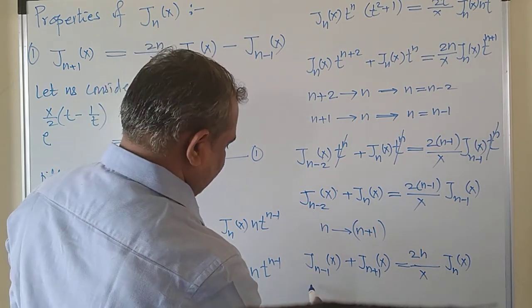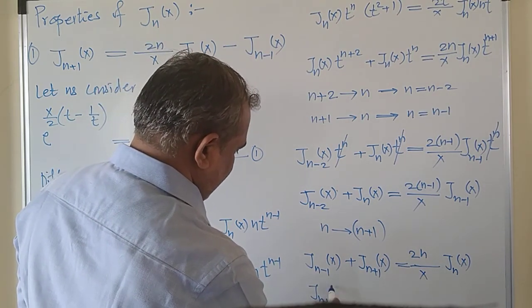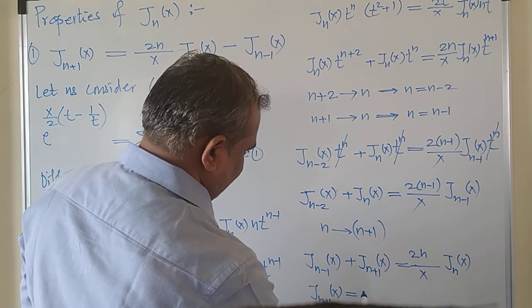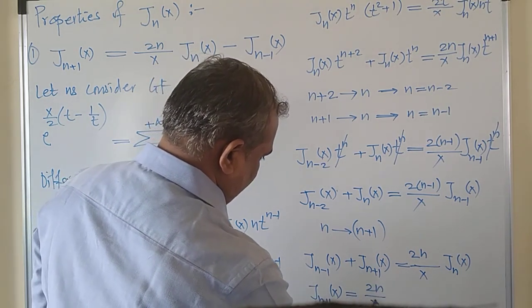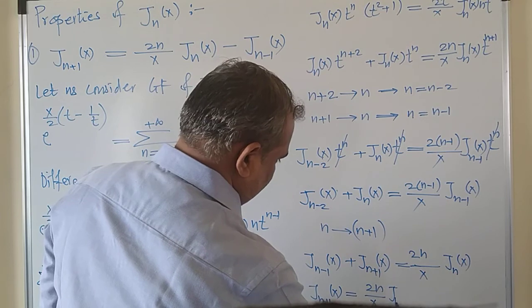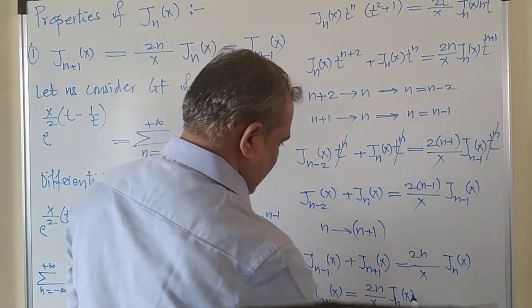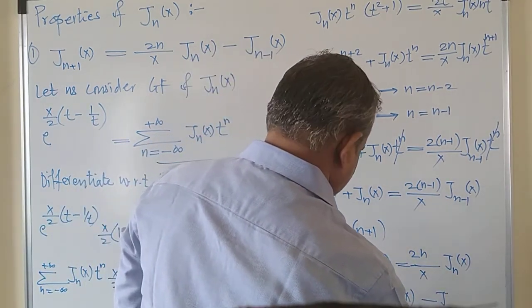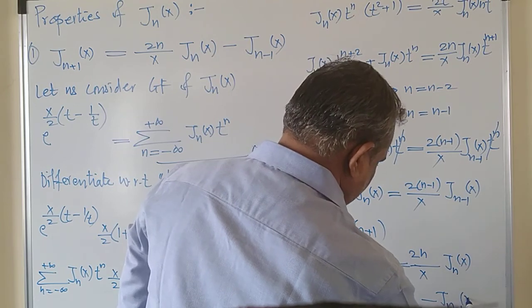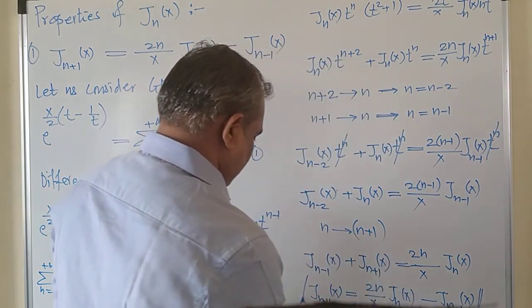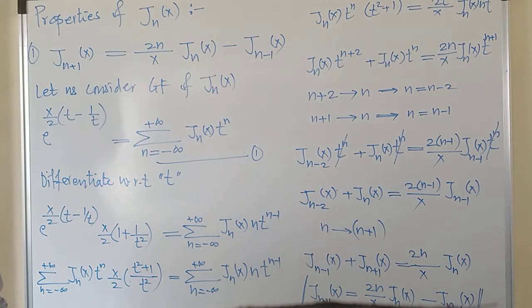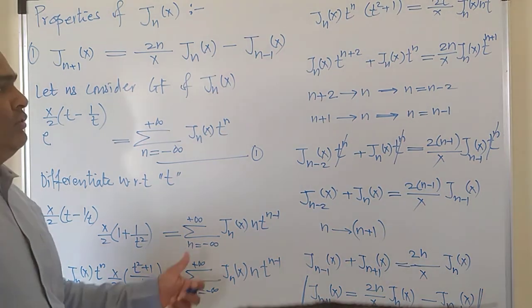I can rewrite this as J n plus 1 of x is equal to 2n by x into J n of x minus J n minus 1 of x. So this is the property that we are looking for. And hope you have understood this property.